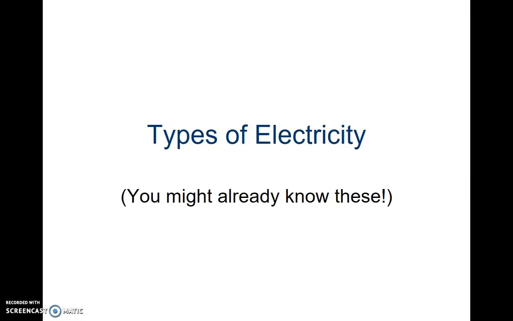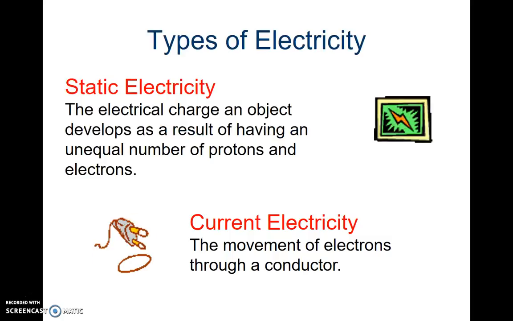All right, let's keep going. We're almost done. We've got a couple types of electricity. There's static and current. You don't have to write down anything about either of those, but I do need you to know there's two types of electricity, static and current.